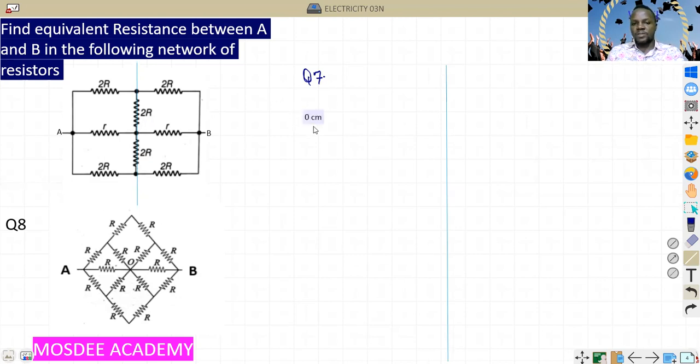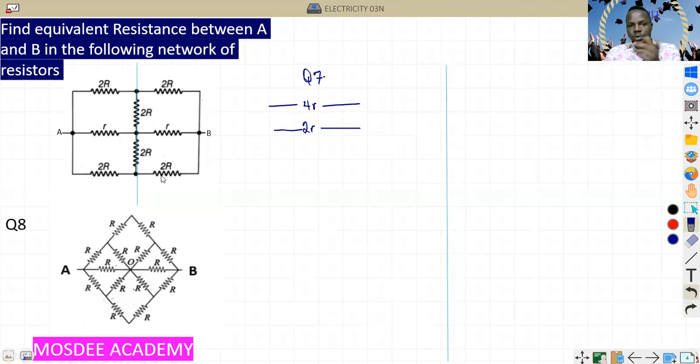I'm going to have R plus R giving me 2R. Everybody knows that. Series is just adding them together. So R and R at the middle is going to give me 2R. Fantastic. So I have 2R at the middle. Then up here, I have 2R plus 2R, which is 4R along the axis of symmetry. It is a simple question. And the last one, I have 2R plus 2R, which gives me 4R as well.